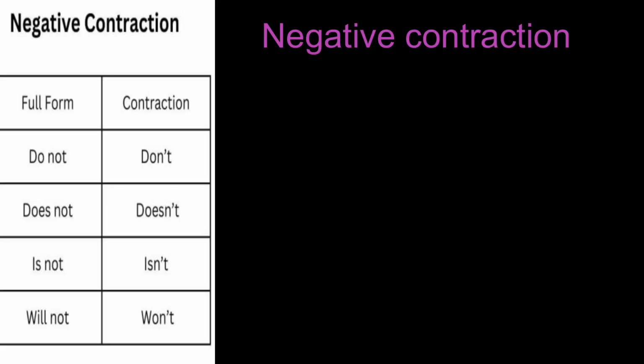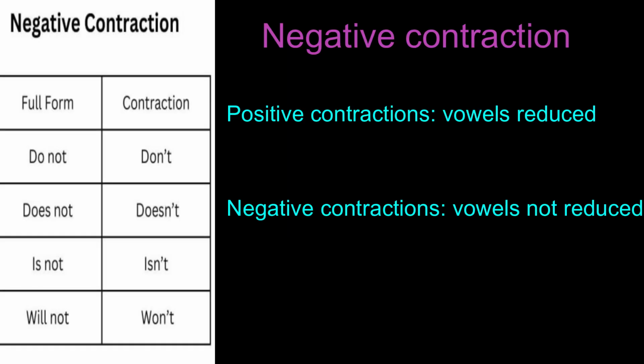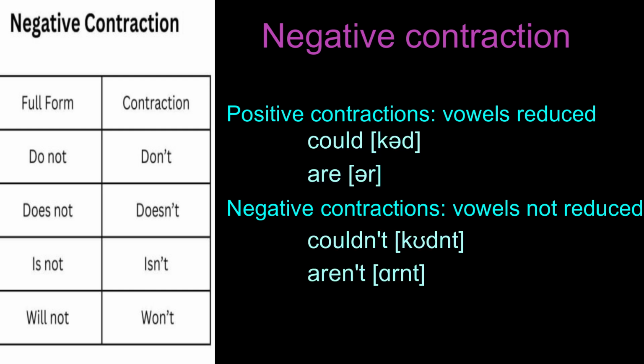Negative contractions. Auxiliary verb plus not is often contracted. In the negative contractions, the vowels are not reduced to schwa, unlike affirmative contractions. That is, affirmative contractions are said quickly with their vowels reduced, but negative contractions have full vowel sound. For example, could has the weak form, but couldn't only has the full form. Similarly, are has the weak form, but aren't only has the full form.